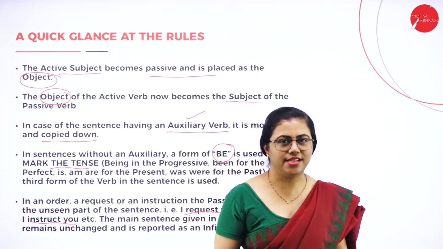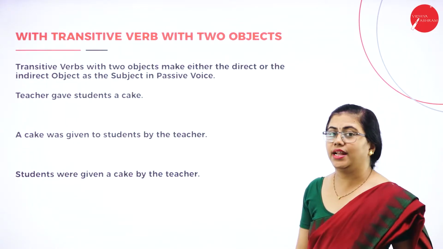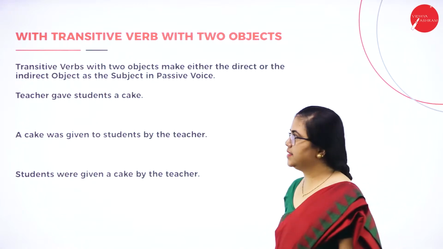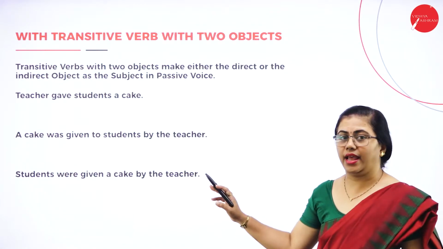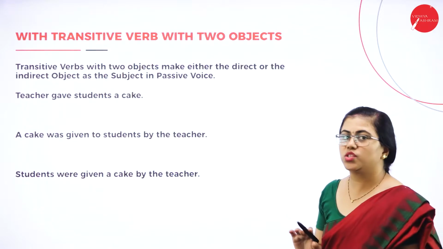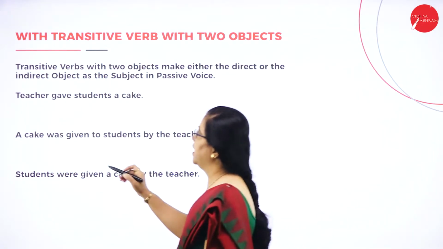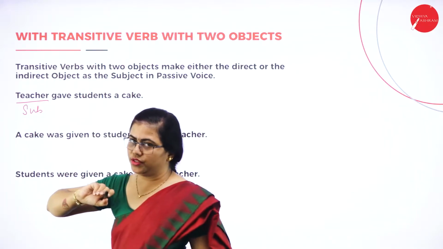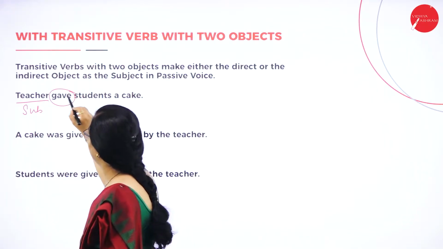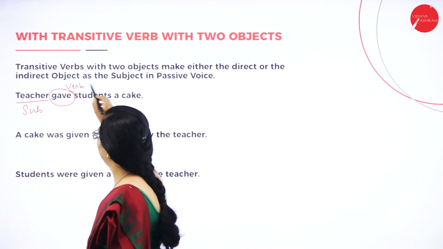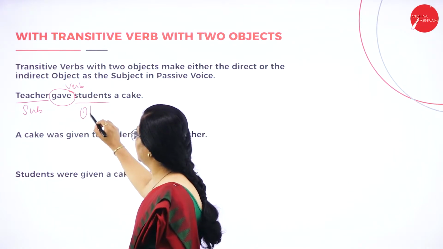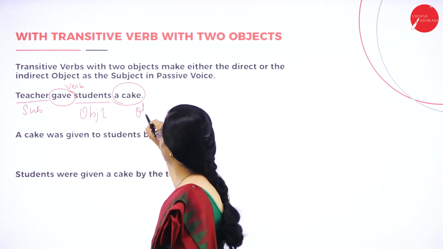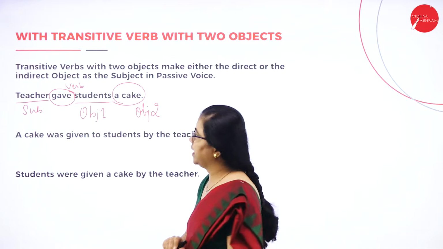So now let us start with those verbs that have two objects. Here you can see in these example sentences, these are transitive verbs that have two objects. Teacher is the subject of the sentence and you have this verb here. This is the verb, this is the first object, and this is the second object.